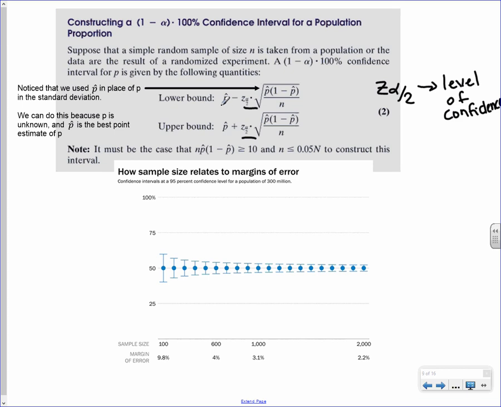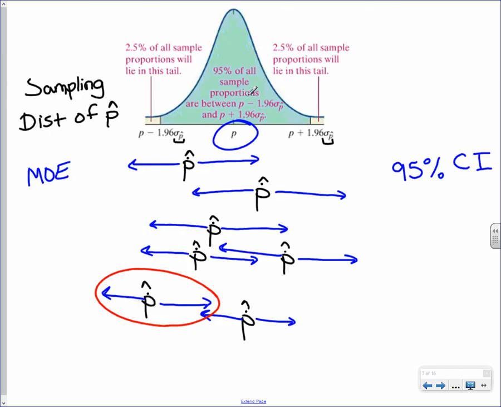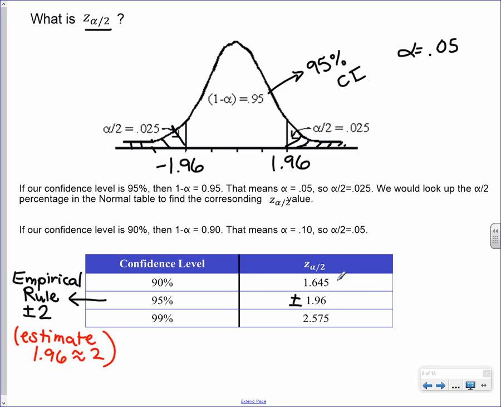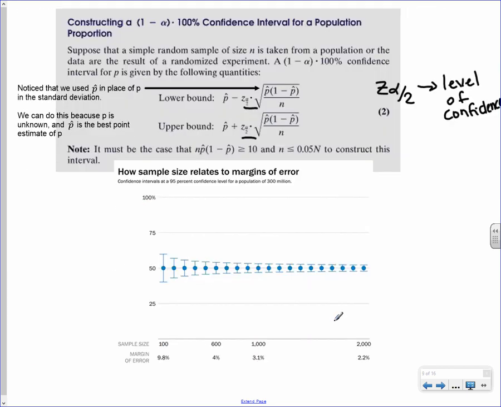So the lower bound of our interval is going to be P hat, our point estimate, minus the Z alpha half, which comes from our level of confidence. It's going to be most likely one of these three numbers: 1.645 for 90%, 1.96 for 95%, or 2.575 for 99%. We plug those in, and then we multiply by the standard deviation of the sampling distribution, which, since we don't have P, we estimate using P hat in place of P. We're going to do the square root of P hat times 1 minus P hat over n. And then the upper bound, we'll just add that on instead of subtracting.